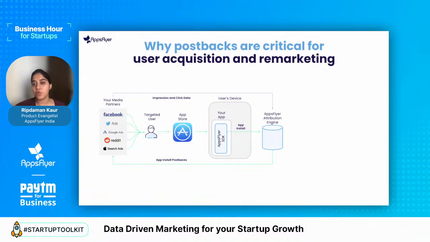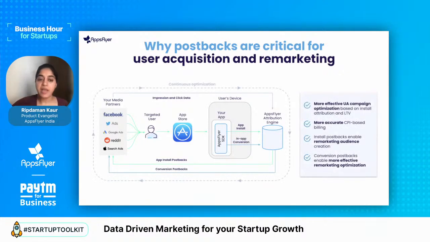And parallelly, what it's also doing is sending these attributions of the install and the events to your media sources. And why is that? It is sending it in the form of postbacks. Postbacks are important because when they are sent to your media partners, it helps to effectively optimize your future campaigns, be it user acquisition or retargeting.